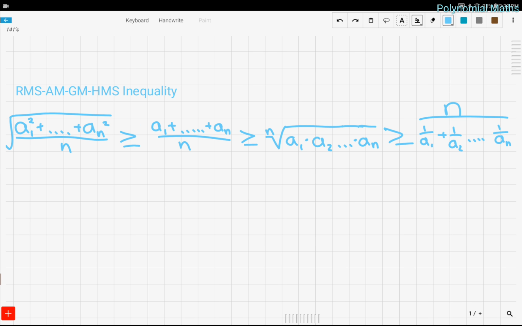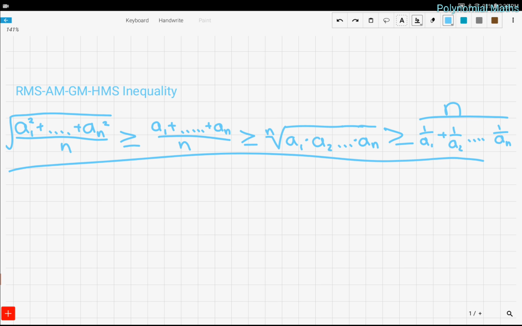RMS stands for root mean square, and this mean basically takes the square of each of these numbers, divides it by the amount of numbers there are, and then square roots that. The HMS inequality is taking the reciprocal of each of the numbers and then averaging those numbers and then reciprocating that number again. So it's like reciprocating everything.